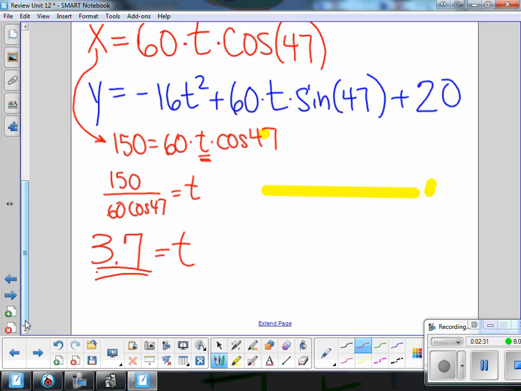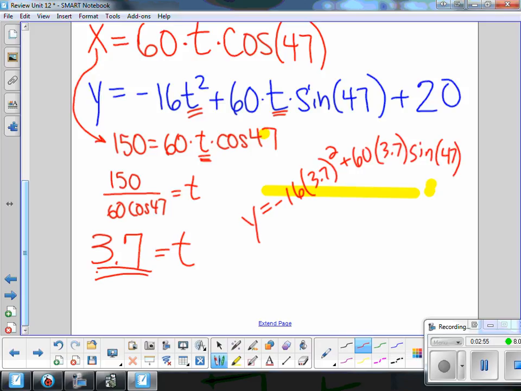So what we do then is we plug that time, 3.7, in for these two t's to see how high it is at that time, how high off the ground. That height, y, I think comes out to be negative. Times the sine of 47 plus 20. When you plug that time into this equation, what does the y come out to be?